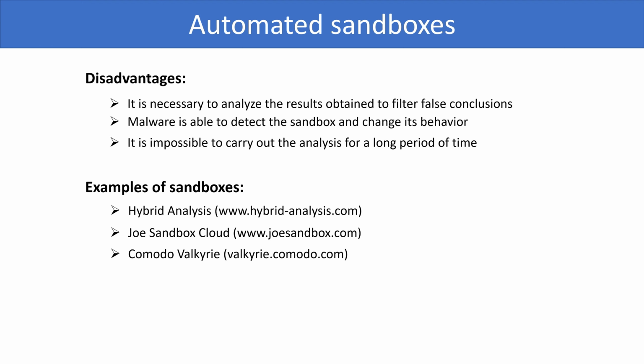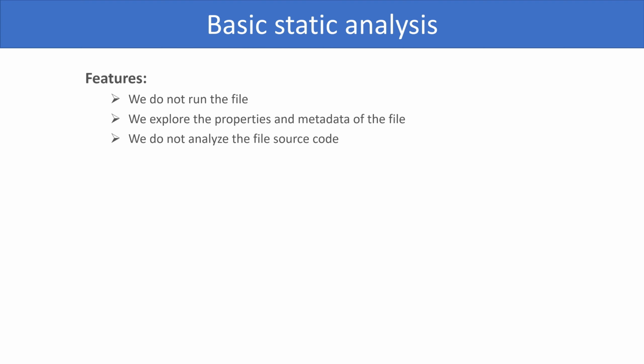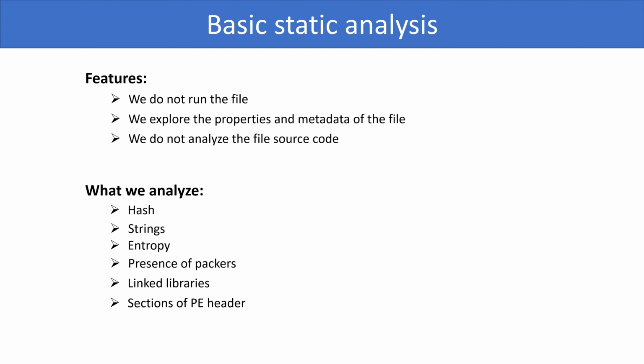Now, let's consider manual analysis methods. The first and simplest is basic static analysis. Here, we merely examine various properties and metadata of the file. Based on these file properties, we can indirectly determine whether it's legitimate or not. On the slide, you can see some properties that are typically analyzed. We'll delve into these properties in one of the upcoming videos.